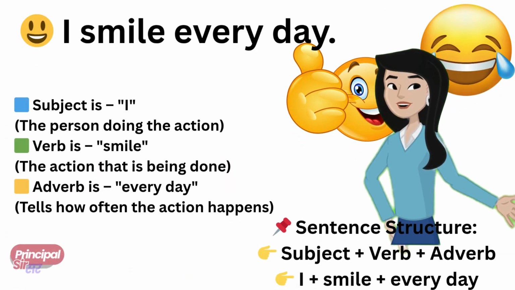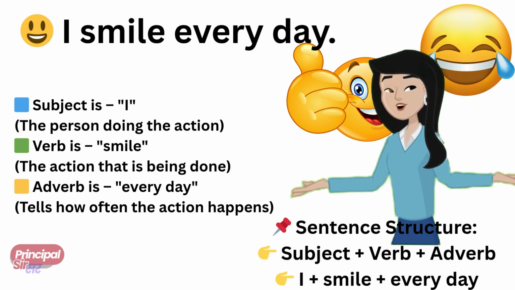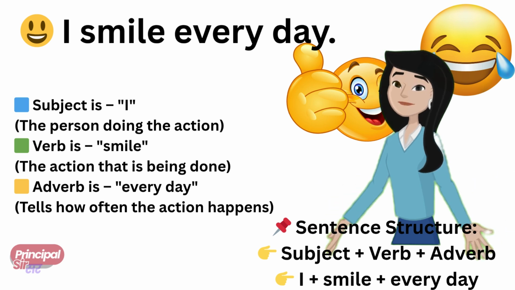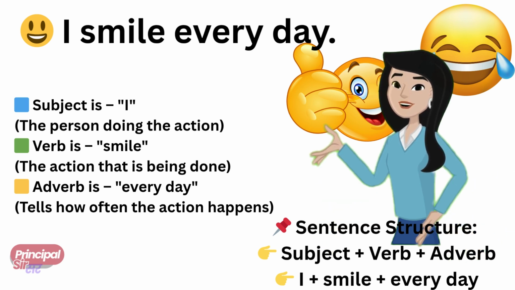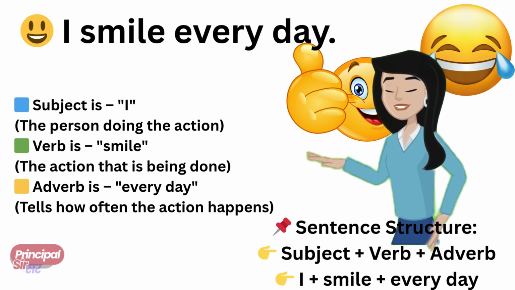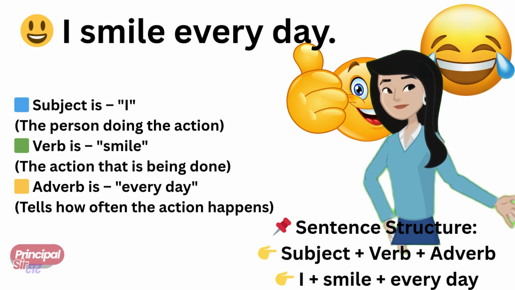Let's read this lovely sentence. I smile every day. I is the subject, who is doing the action. Smile is the verb, the action. Every day is the adverb, it tells us how often you smile. That means you're a happy person who smiles daily, and that's amazing.